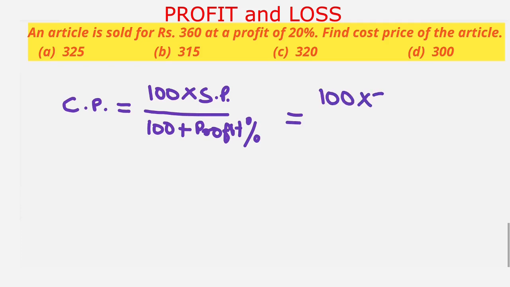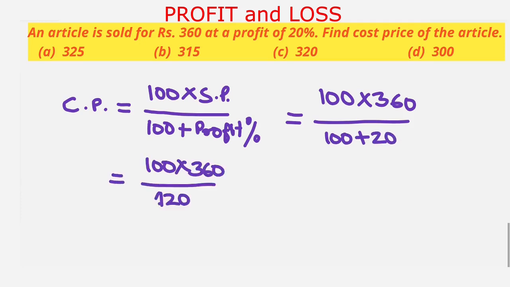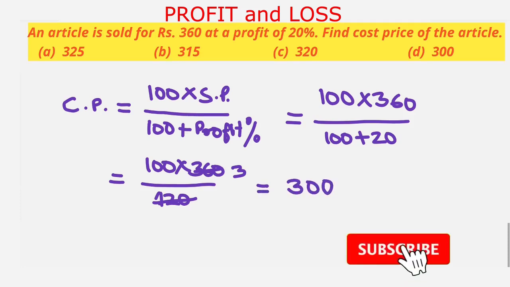100 multiplied by 360, which is SP, and 100 plus profit percent, and profit percent is given to us as 20%, so we write 20. So this is equal to 100 multiplied by 360 divided by 120. 120 cancels 360 for 3 times. So 100 multiplied by 3 is 300. Thus the cost price is 300.